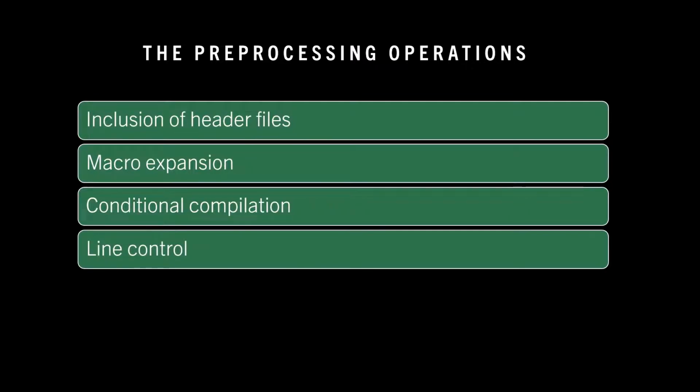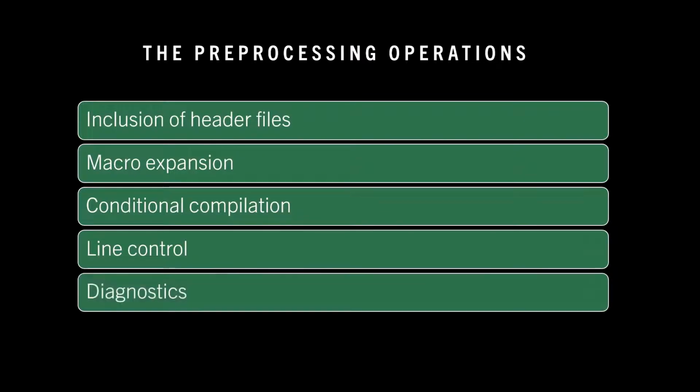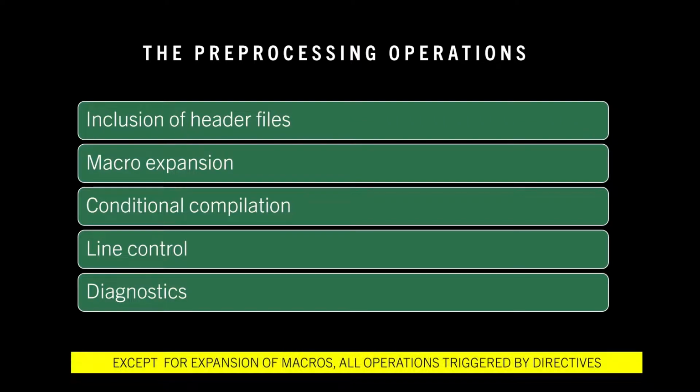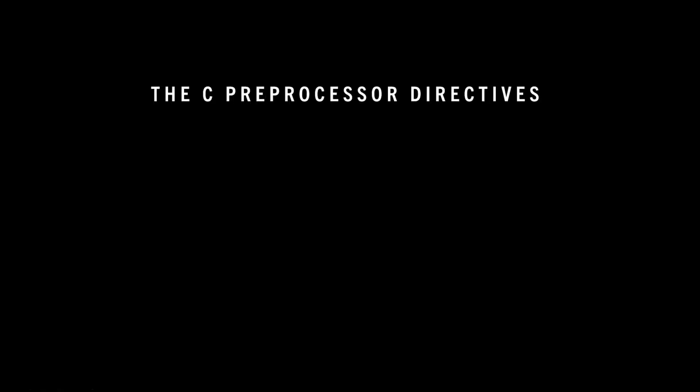Conditional compilation: we've seen how to conditionally execute code using the if-else construct. There's a similar construct which we can use to conditionally compile our code. Talking about line control, this is better appreciated if we have, for example, two source files and we're combining them into a third source file before we give that in for compilation. So the line numbers are going to change, and of course we look at a visual later in the session to explain that. Diagnostics are to do with errors and warnings. Important to know that except for expansion of macros, all other operations are triggered by directives.